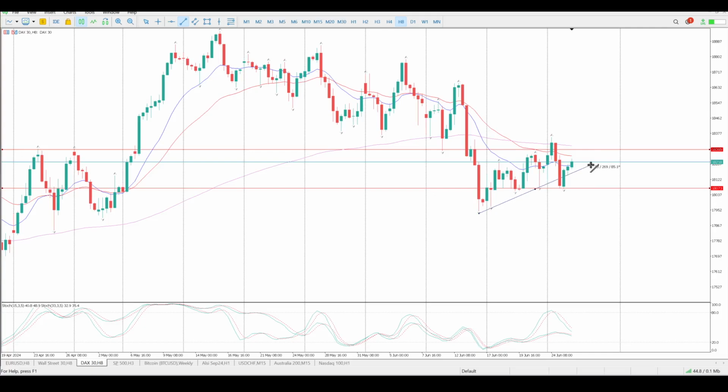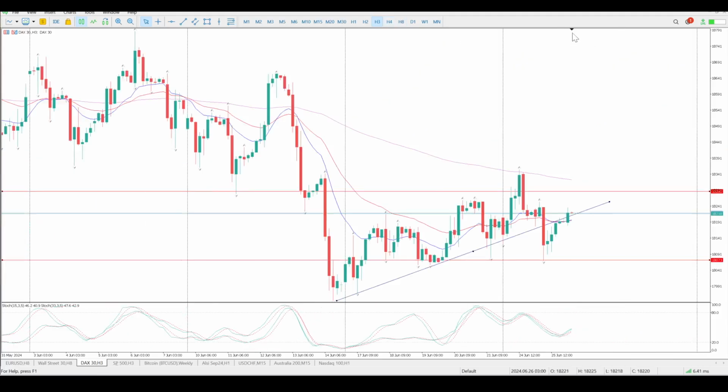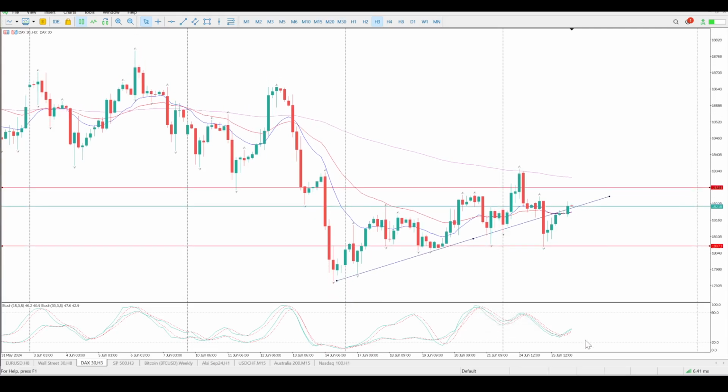Now, important to understand that we have broken this flag to the downside and we've come back to test it. So that is a probability. When we start drilling down through the time frames, you see the range a lot clearer. Oscillator is not giving us much, but you can see the break of the trend line, and now we're just hovering here.